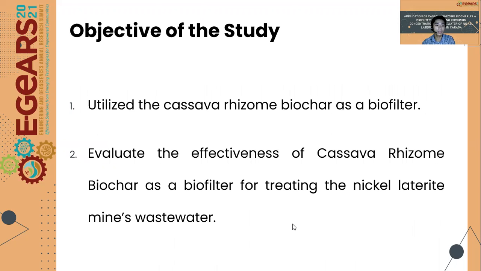And here are the objectives of our study. First is to utilize the cassava rhizome biochar as a biofilter, and to evaluate the effectiveness of cassava rhizome biochar as a biofilter for treating the nickel laterite mine wastewater.